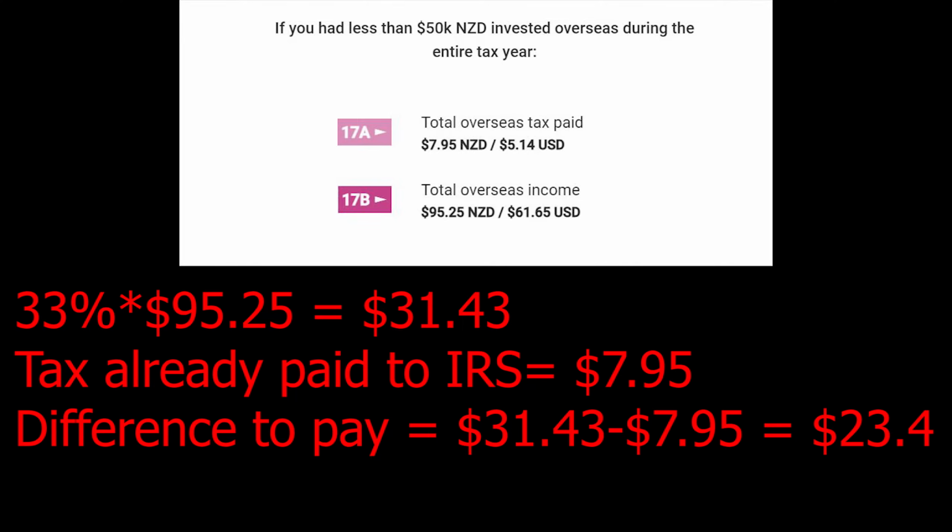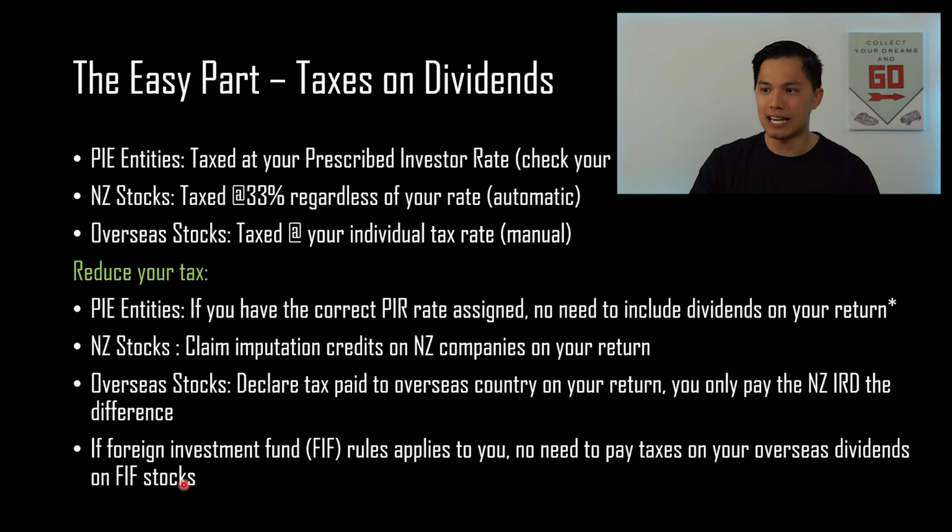So as you can see from this example, I have made a total overseas income of $95.25. If my personal income tax rate is 33%, then the tax owing, or the tax that I should be paying, is $31.43. Now, the IRS has already taken $7.95 New Zealand dollars, so the difference that I should pay to the IRD is $31.43 minus $7.95, which means a net tax amount of $23.40.